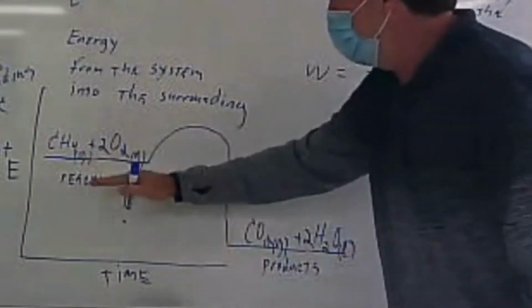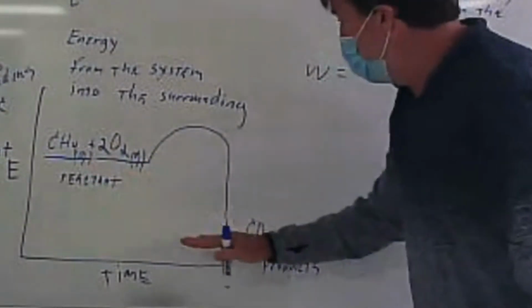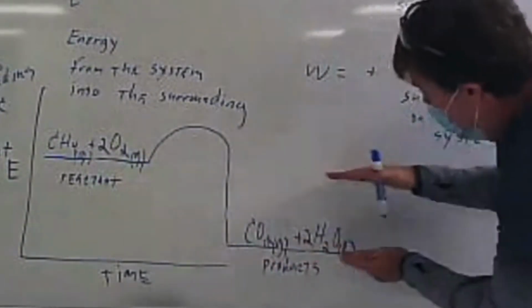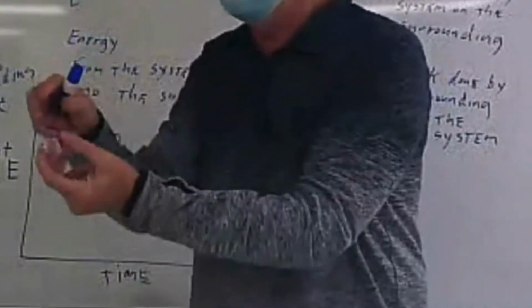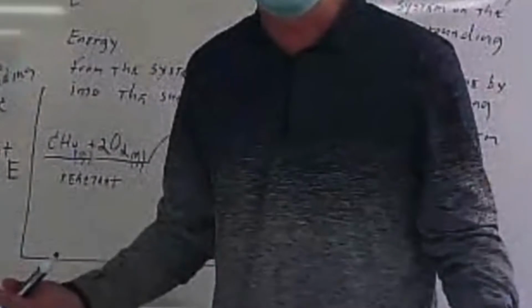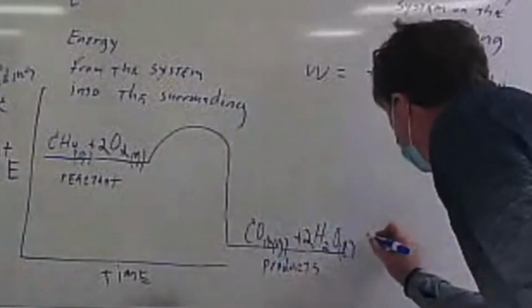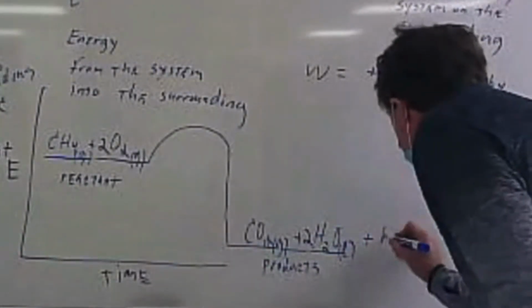Again, the difference between the energy where you start and where you end, that amount of energy has to be released from the system, in our little test tube, into the surroundings. So let's put plus heat.